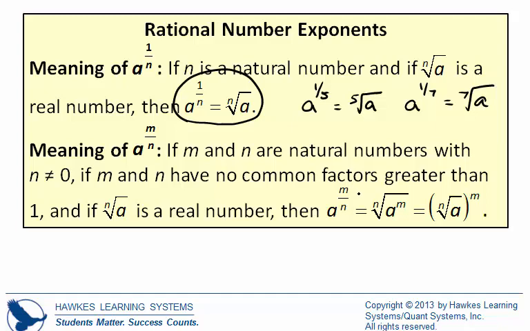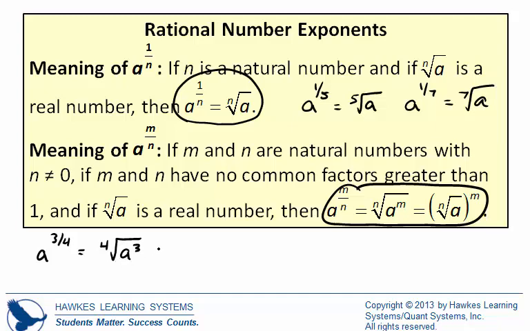The second definition says that we want to define the meaning of a to the m over n. Here we're going to look at this part of the definition where it says a to the m over n is equal to the nth root of a to the m, which is equal to the quantity, the nth root of a, raised to the mth power. To give you an example, if you have a to the 3/4, this is equivalent to the 4th root of a to the 3rd, or it's equivalent to the 4th root of a, where the quantity is raised to the 3rd power. Again, it gives you a way to take a fractional exponent and write it as a radical.